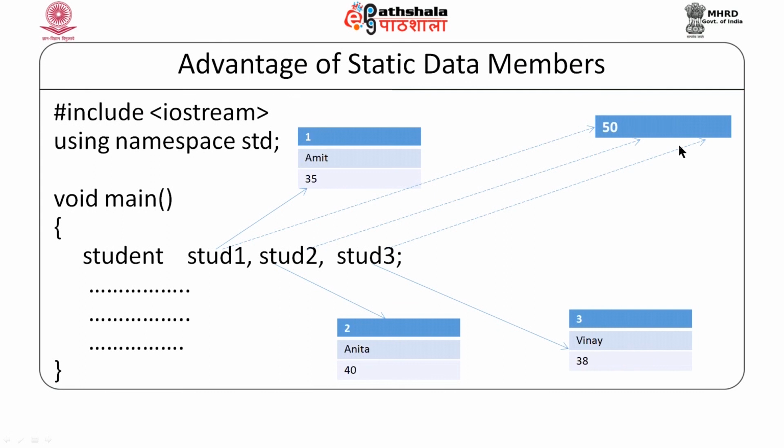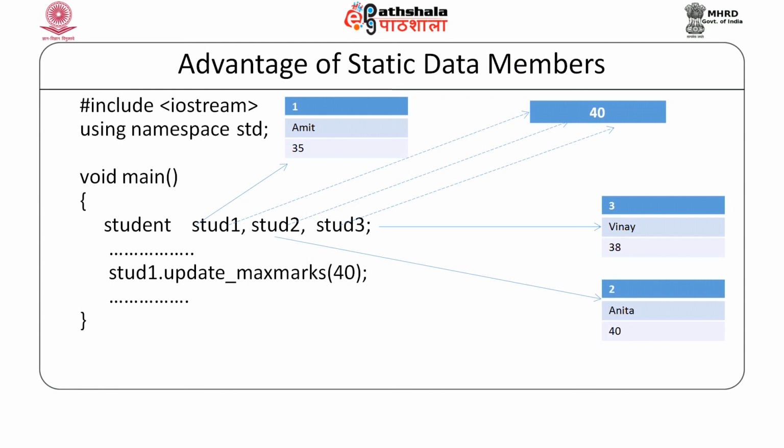Now, let us assume that these objects have these values, what we have assumed earlier. The first student object has roll number 1, name Amit and 35. Similarly, the second object has values 2, Anita and 40, and the third one has 3, Vinay and 38, and let us say the max marks has the value 50. So, apart from saving memory, you can also see another advantage: whenever we want to modify the max marks, we do not have to go and modify it in every object, because the memory is not given to this data member in the object, there is only 1 copy. So, we just have to modify that single copy. So, modification becomes simpler.